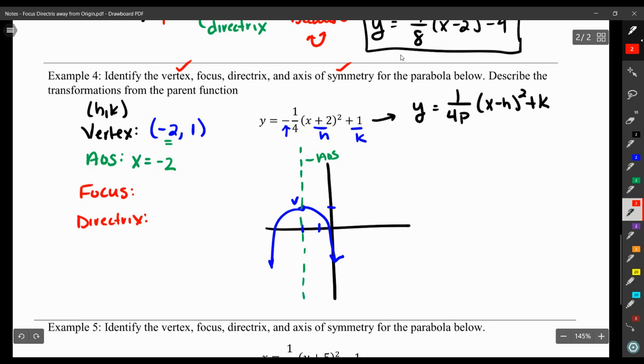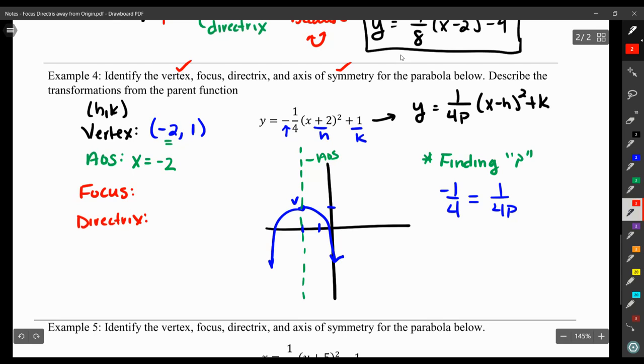Well, both of those, I need to know the value of P in order to find them. So basically, finding the value of P. Here's the mathematical way to do it. This number here and this number here are the same number. So I'm going to take what I have given to me, negative 1 over 4, and I'm going to put that equal to 1 over 4p. And I'm going to solve this for p.